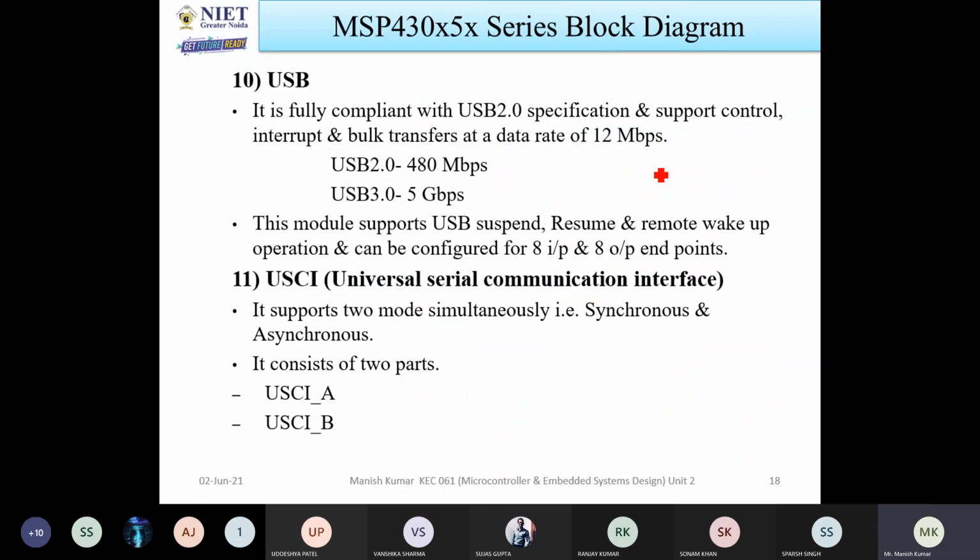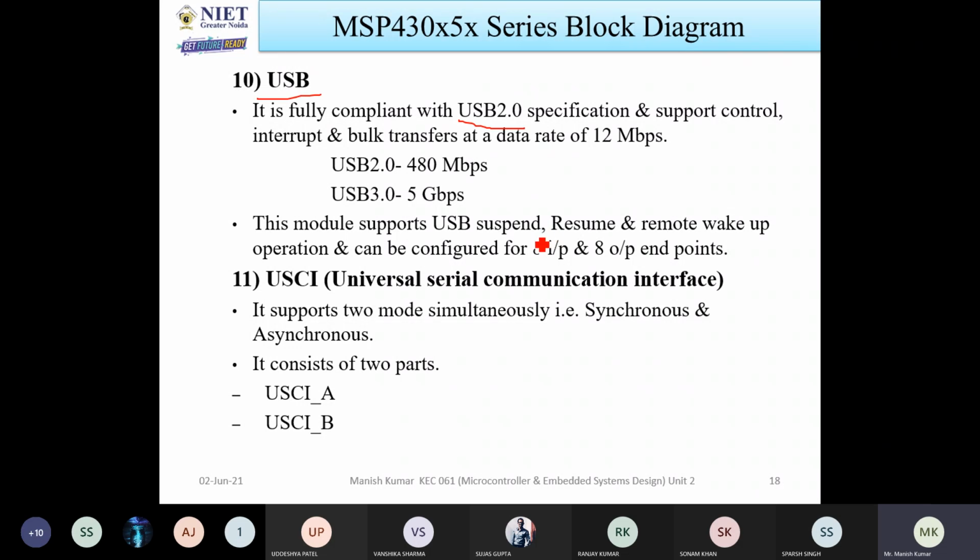So now the next is the USB device. What is the use of a USB device? With the help of the USB port, you can transfer data. It is fully compliant with USB 2.0. All of you know USB 2.0, USB 3.0.